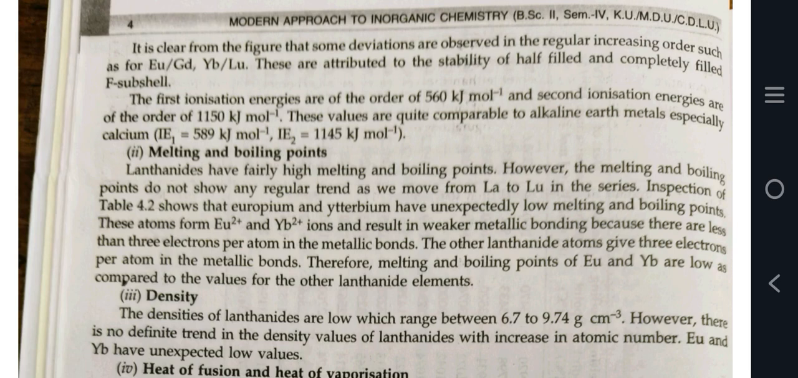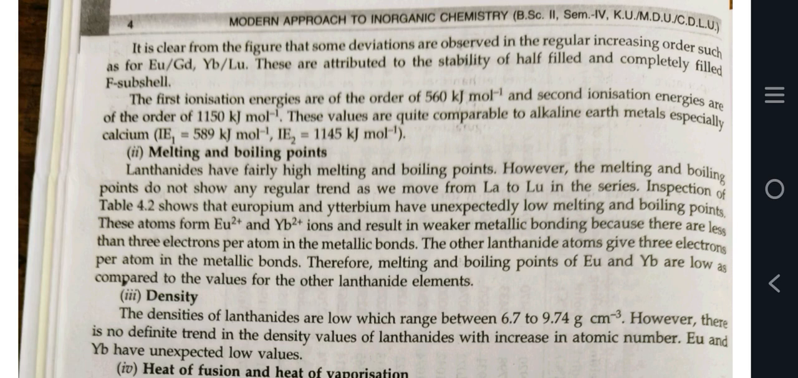Second, melting and boiling point. Lanthanides have fairly high melting and boiling points. However, the melting and boiling points do not show any regular trend as we move from lanthanum to lutetium in the series. Inspection of table 4.2 shows that europium and ytterbium have unexpectedly low melting and boiling points.